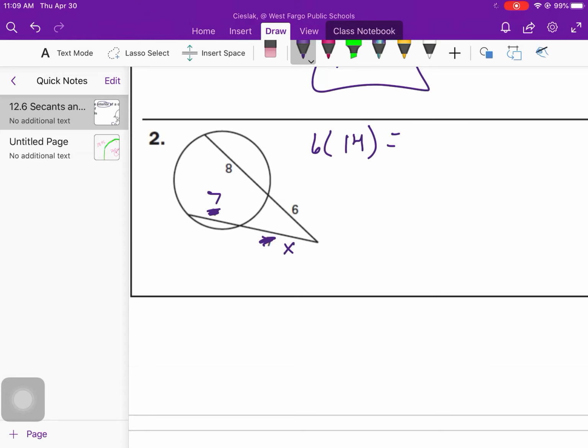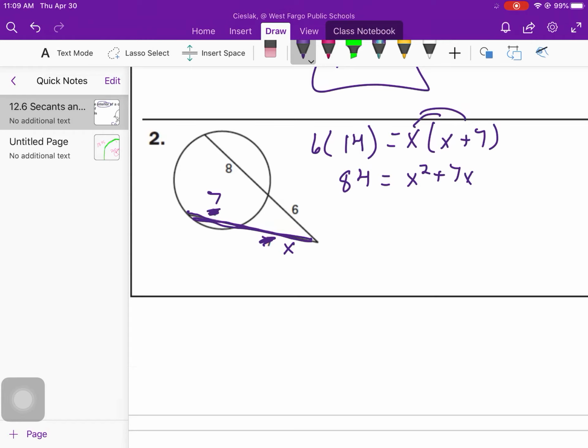So back to doing the outside piece x times. Now I've got to think about what is this entire segment length there. That would be x plus that 7. Okay, so I'm going to go 6 times 14 is 84. On the right hand side, when I distribute, I get x squared plus 7x.